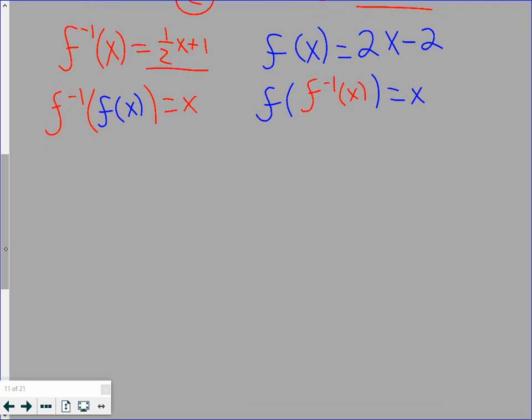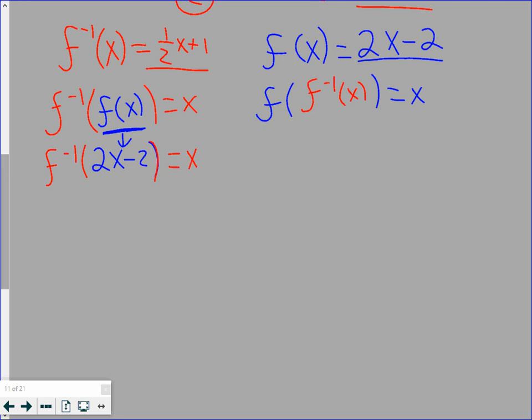All right? So what I'm going to do here is f inverse of f of x. So my f of x formula right here, we said that equals 2x minus 2. So I can rewrite this as f inverse of 2x minus 2. Right? f of x equals 2x minus 2, so I can replace f of x with 2x minus 2 since they're the exact same thing. I should make this in red, and that equals x.